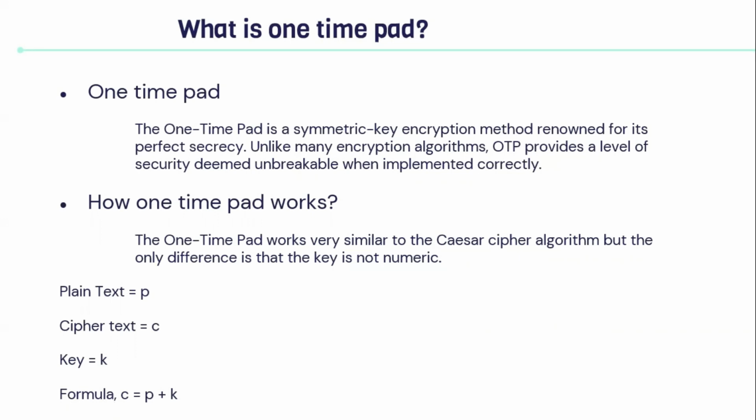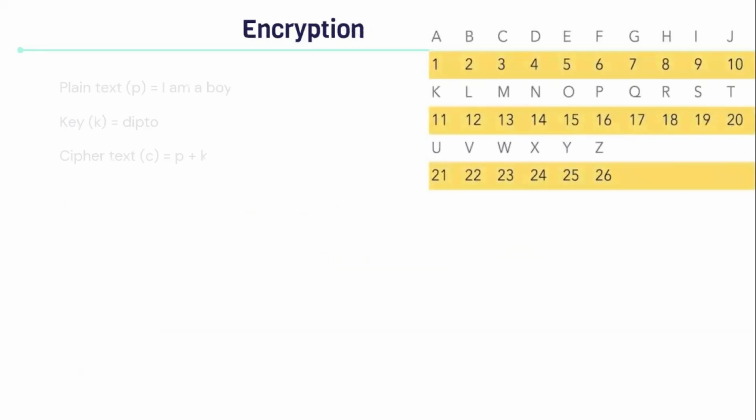Here we have the plain text P, ciphertext C, the key, and the formula. The only difference is that the key in one-time pad is non-numeric. The key could be a word, an alphabet, anything alphabetic. So we're going to understand it with an example.